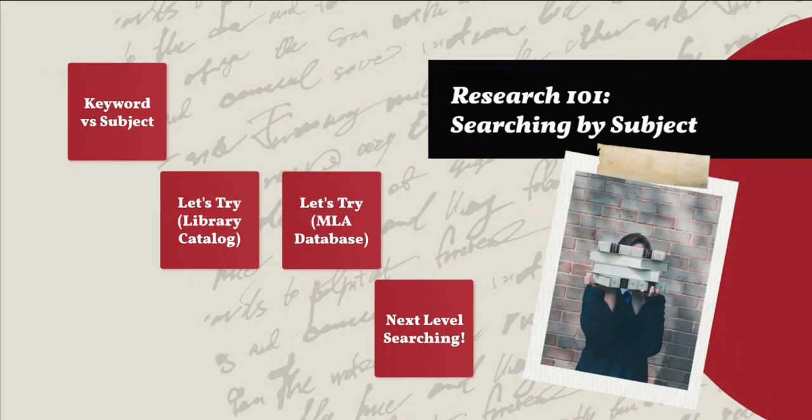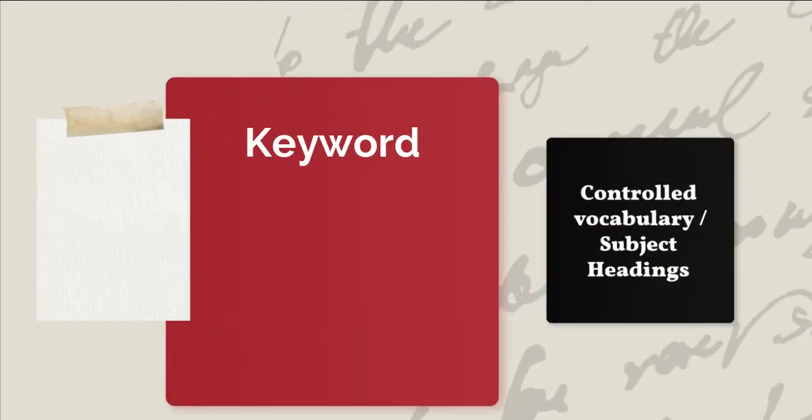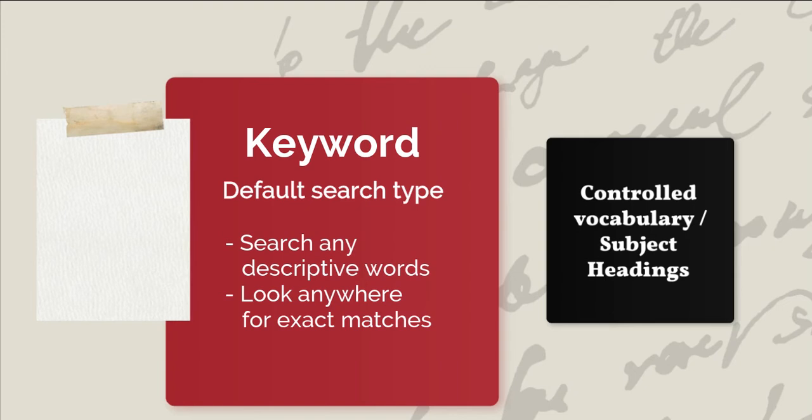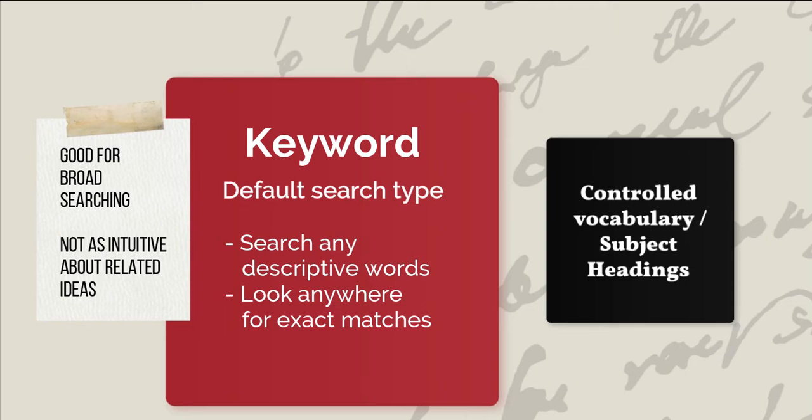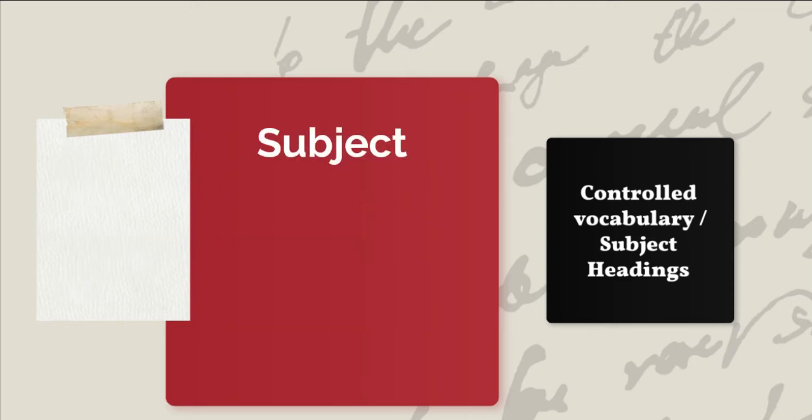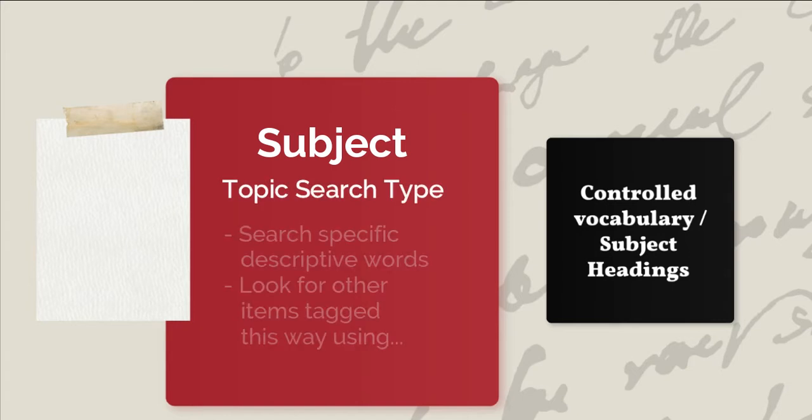Today, we're going to talk about searching by subject using controlled vocabulary. This is a little different from keyword searching, which is the default you're probably most familiar with. Keyword searching looks for an exact match between what you've typed in and the content you're looking through. This can cover a lot of ground, but it isn't always flexible enough to know what related terms could be relevant. On the other hand, subject searching looks for matches to your topic of interest rather than a keyword.